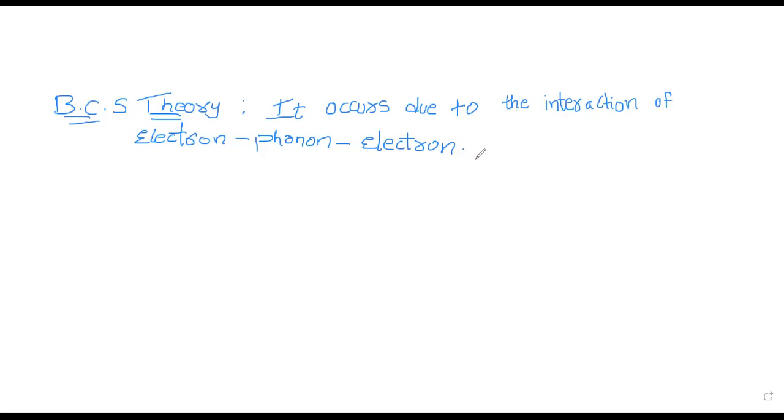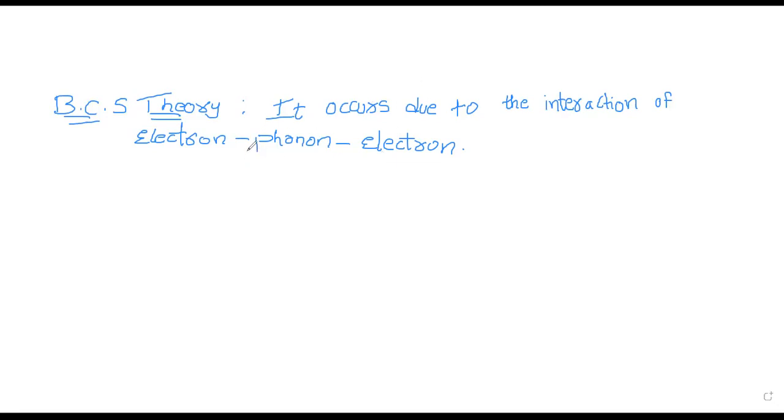So what is actually a Cooper pair? It is a pair of electrons which are very far from each other, but they are interacting with the lattice vibration. We call that the electron phonon interaction, and this pair is termed the Cooper pair. So a Cooper pair deals with two electrons interacting through the lattice vibration.